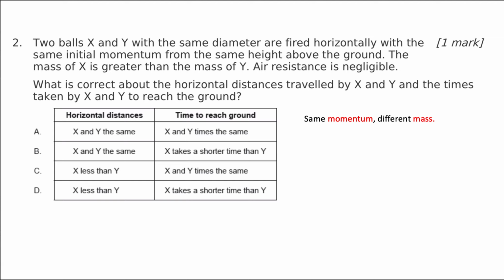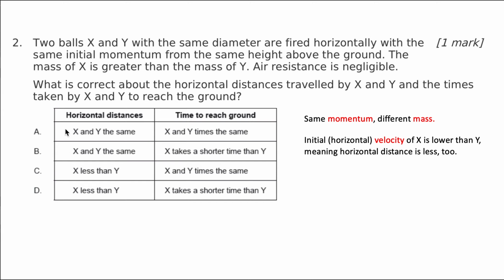Why is that important? Well, if they've got the same momentum and different mass, this means we're going to have different velocities. And remembering that at the beginning of this process, they're being fired horizontally, so they are moving horizontally. What this really means is that their horizontal velocities are going to be different. And in this case, the horizontal velocity of x is going to be lower than the horizontal velocity of y. Therefore, the horizontal distance is going to be different too, which means we can look at answers C and D.